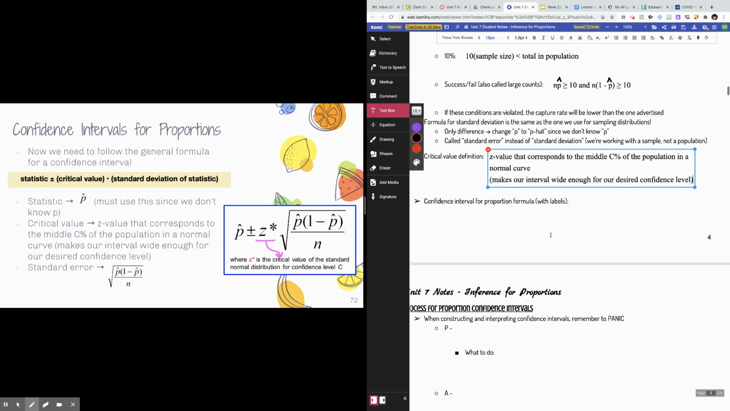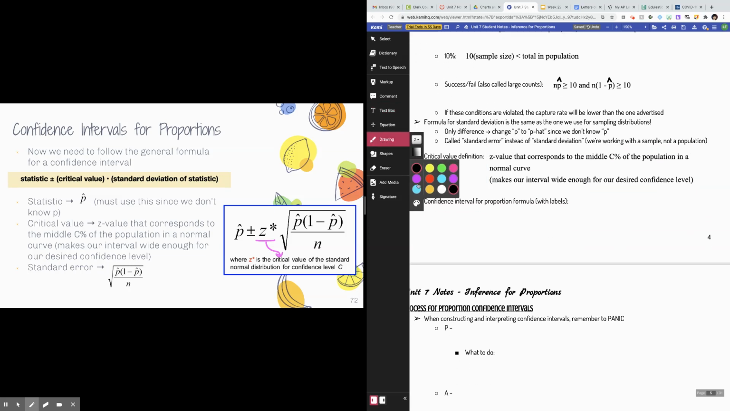for a confidence interval of a proportion. Okay, so this is the formula. So it's p hat plus or minus z star times the square root of p hat times 1 minus p hat divided by n. Okay, and I'm going to do some labeling for you.